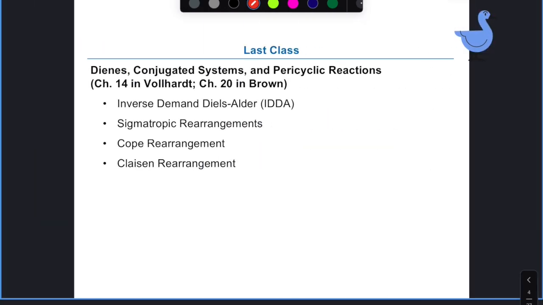Last class, we went through inverse electron demand Diels-Alder reactions, Sigmatropic rearrangements, Cope rearrangements, and Claisen rearrangements. So this is the final part of what we were calling this other class of reactions based on pericyclic reactions. These are concerted reactions where we're usually involving multiple arrows at the same time, moving sigma and double bond. Before we get to that, though, thank you guys for voting at the last minute.